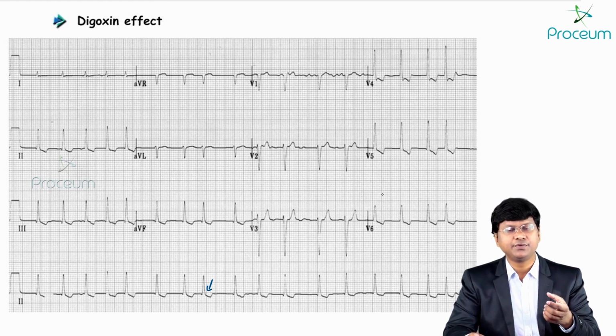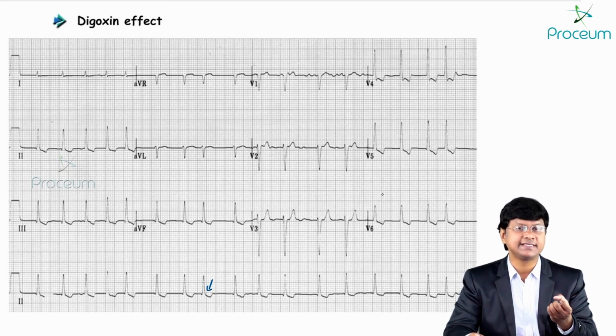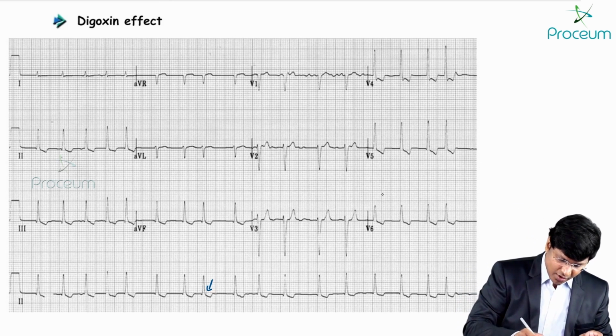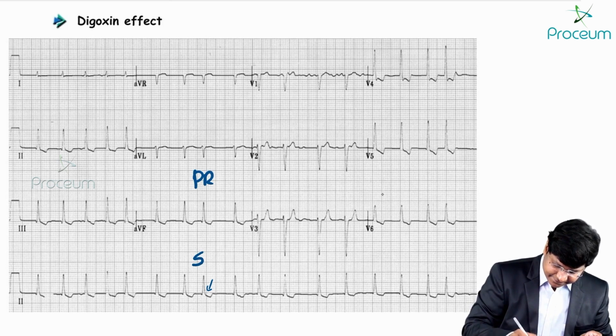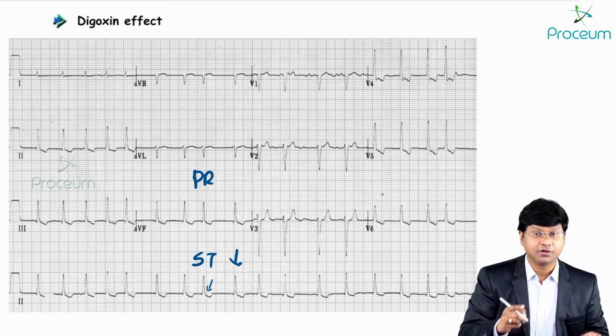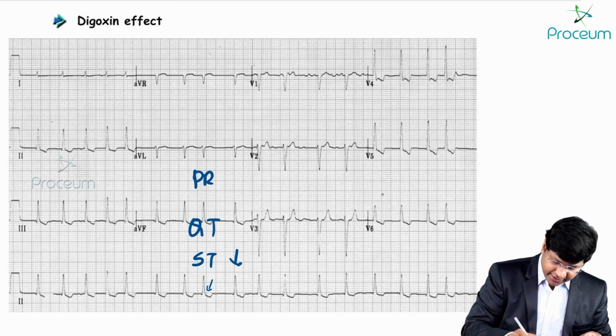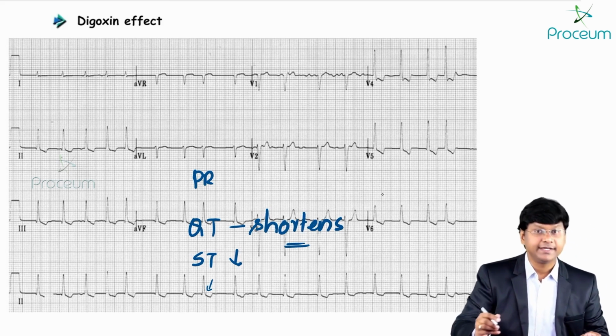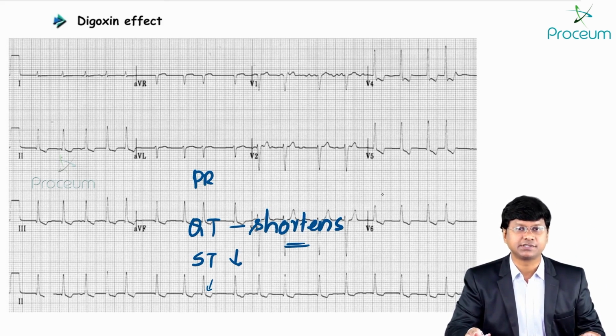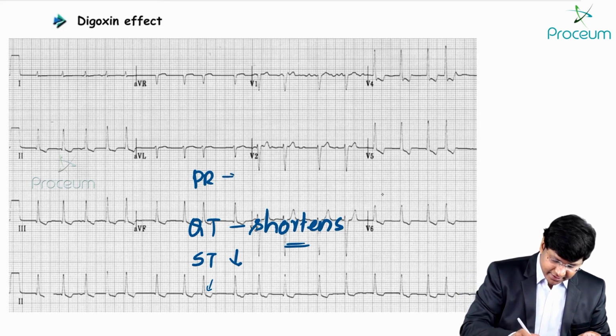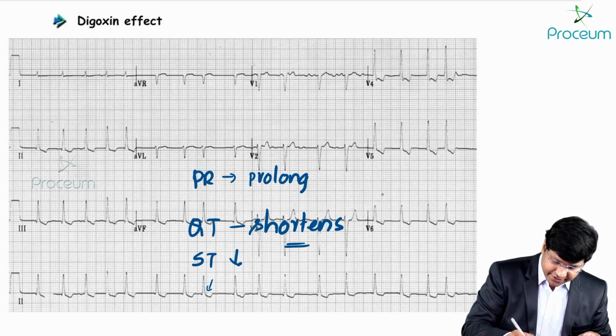Okay. Now what are the other features of the digoxin effect? What will digoxin do to the ventricle? It will increase the contractility of the ventricle. So thereby, along with the ST segment, the QT interval becomes short. Right, the QT interval shortens, and PR interval prolongation will be there. I will explain to you each and everything, why it will occur.